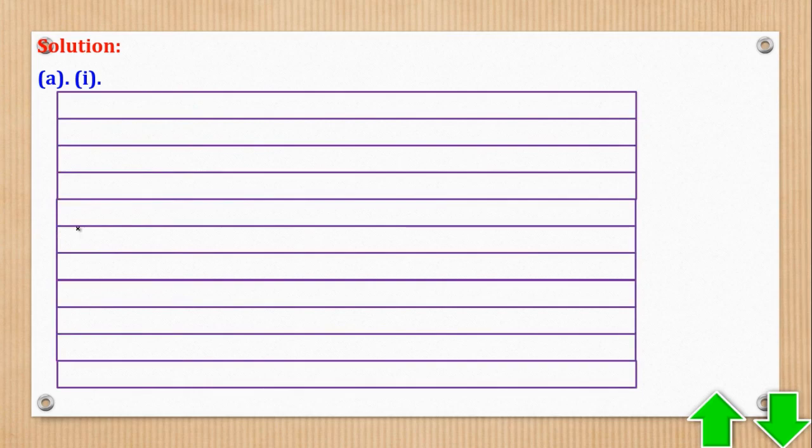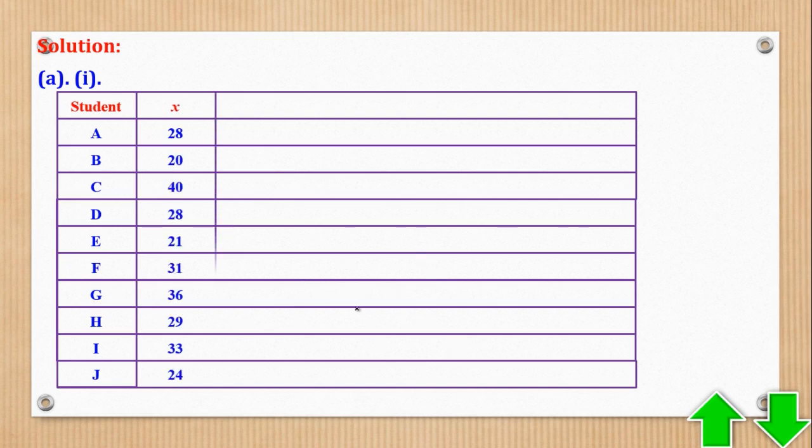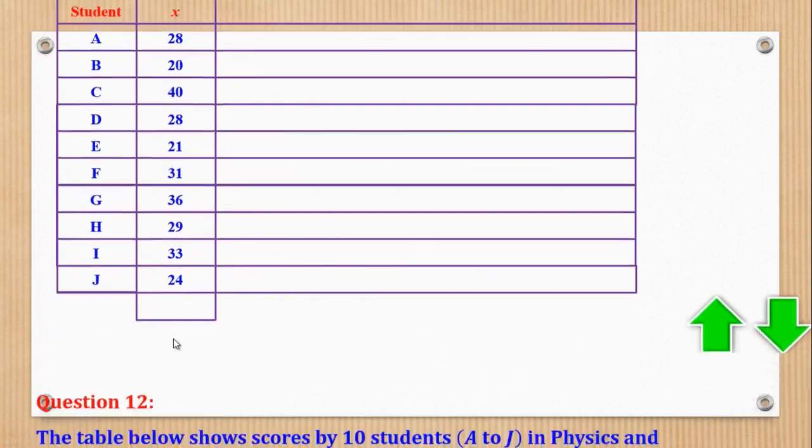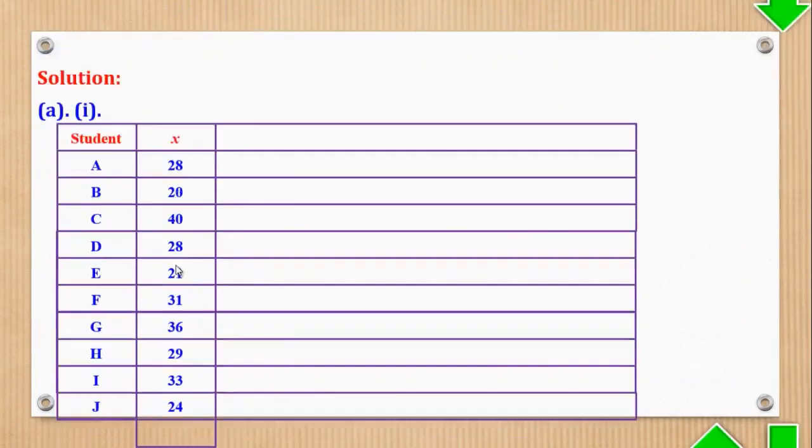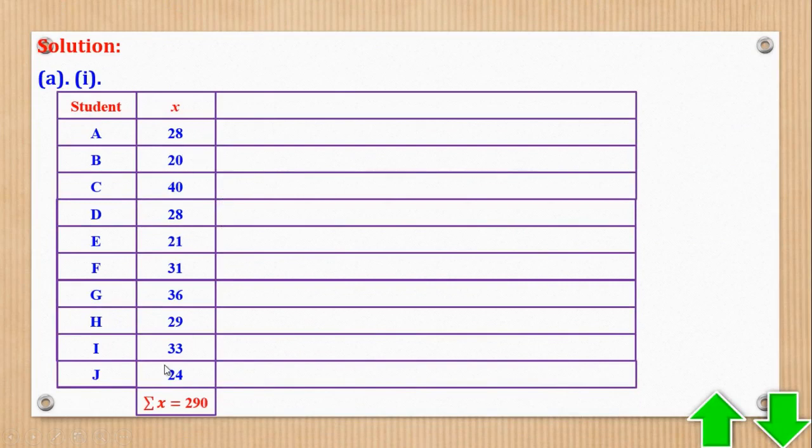So before anything, we have to tabulate. So students, we shall put what was given, A up to J. Then for X, we shall put those scores. We are putting the scores for math. Then for Y, we shall put the scores for physics. So you have to add the total because you're going to draw a line of best fit somewhere. Then for Y, we shall put also those scores. And you also get the total.